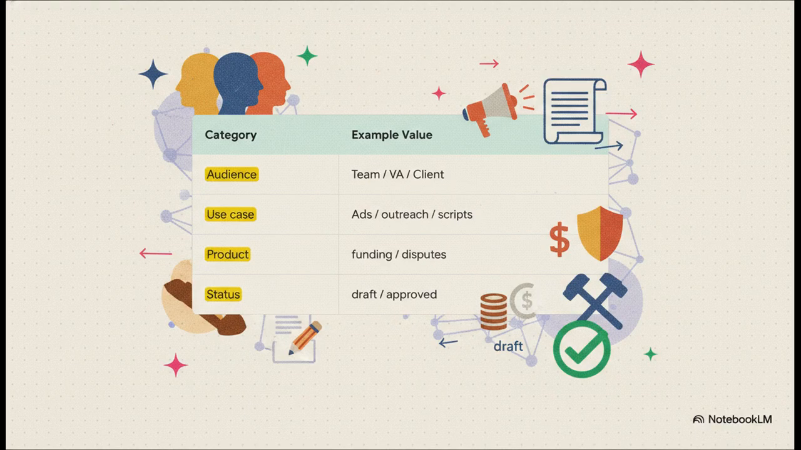You can create categories that make sense for your work. Who's this for, the team, a client? What's the use case, is it for an ad, or maybe a video script? By adding these labels, you can then ask your digital brain something like, hey, find all the approved ad copy for our funding product, and boom, it'll know exactly what to pull up for you.